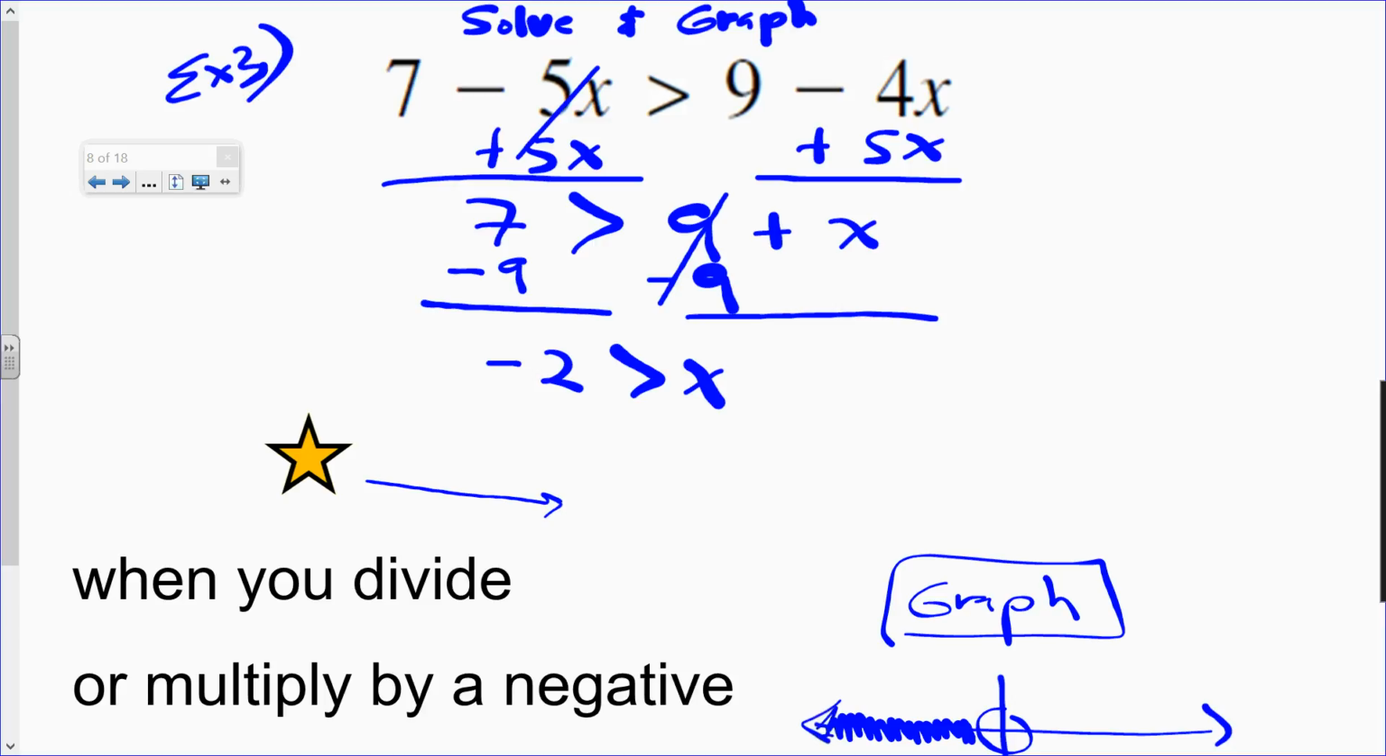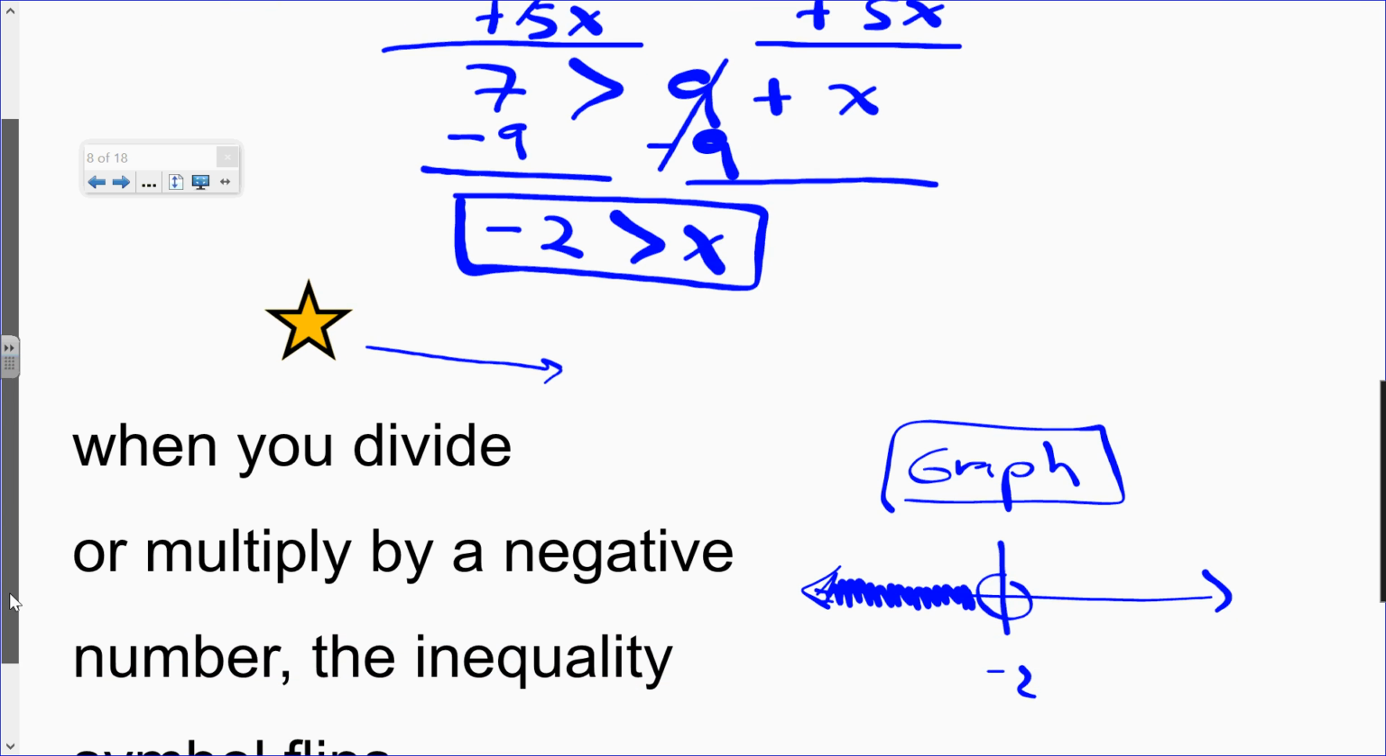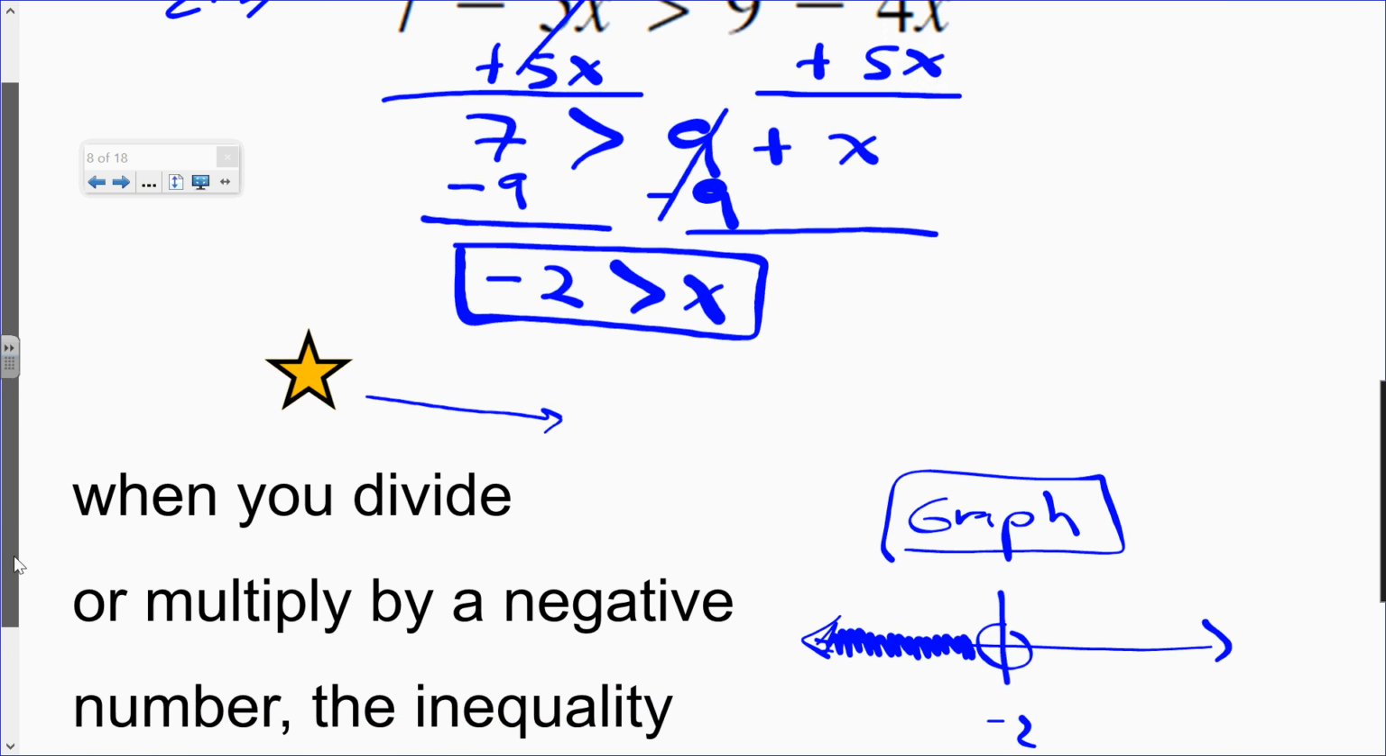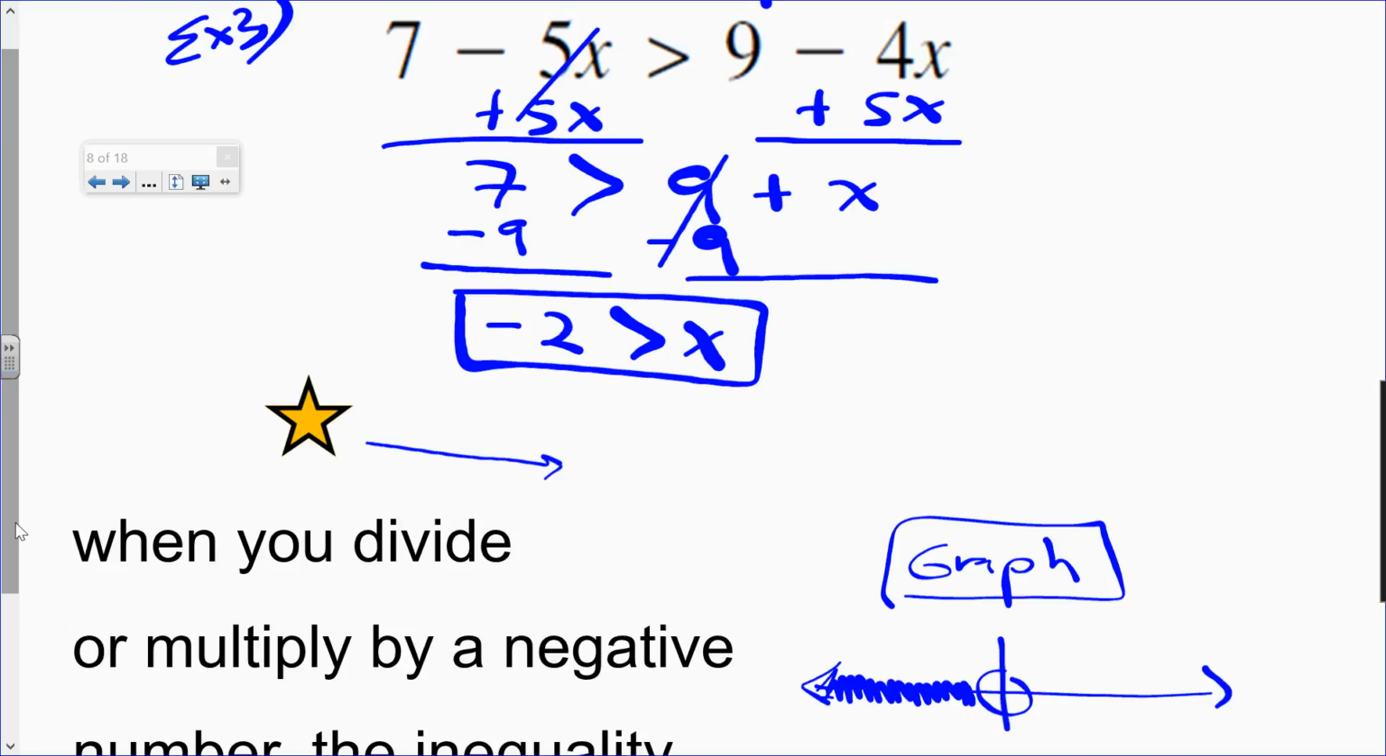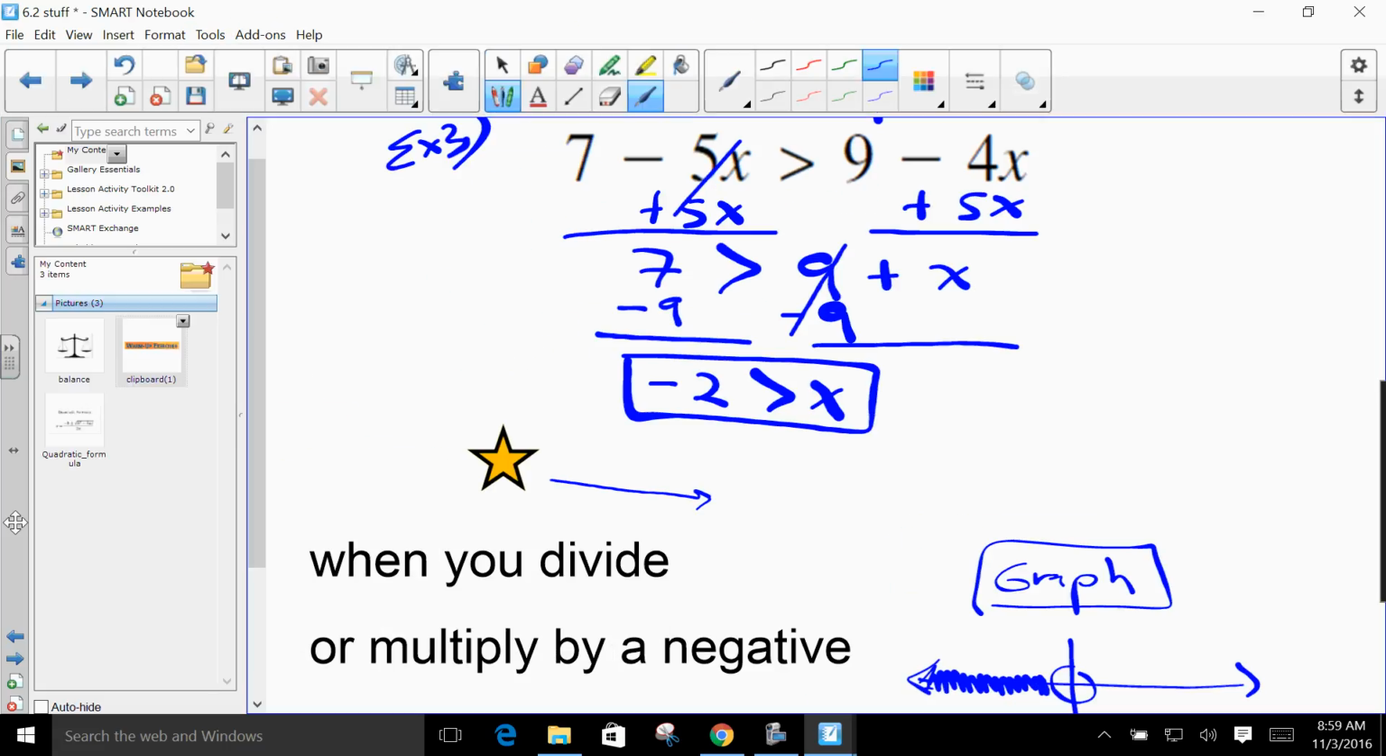Look, x is still less than -2. It's just on the right side. Or -2 is greater than x. X is less than -2 means the same thing. So that's the alternative way. Still the same graph, same solution set. Okay. Questions on that? Example 2. I'm only going to do 3 examples today. That's it.